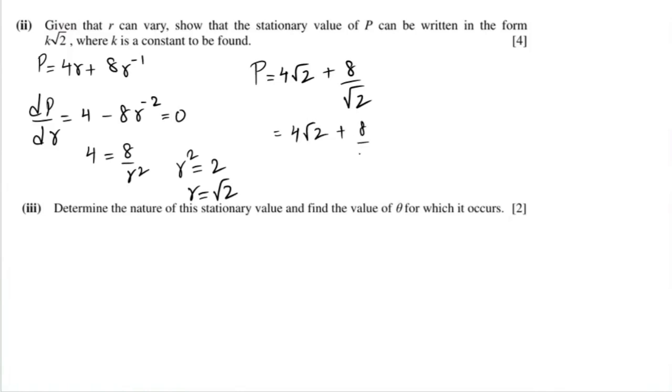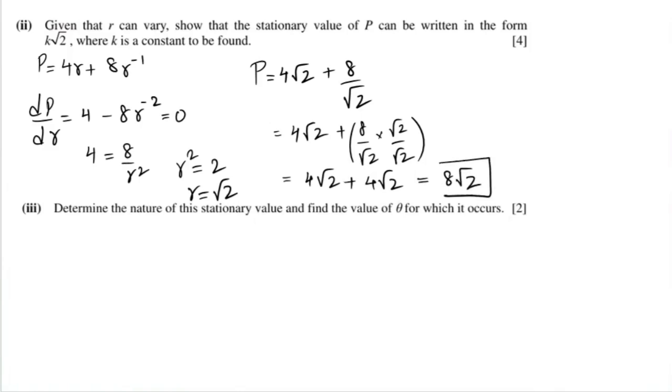So this is going to be 8 root 2 over 2. You can either use your calculator to get this, but let's see. 4 root 2 plus this is going to be a 4 root 2. You can check this. And hence, I'll get 8 root 2. So this is indeed the form k root 2. So k should be 8, right? Okay, so k is found.